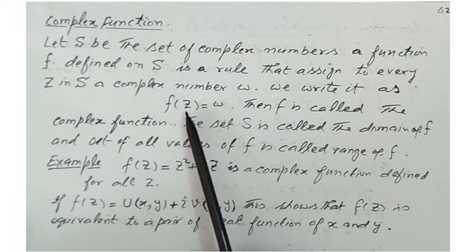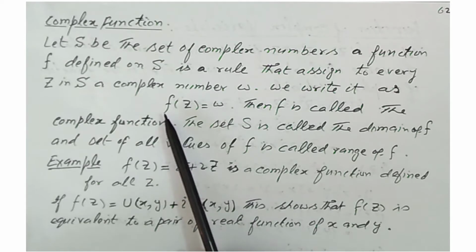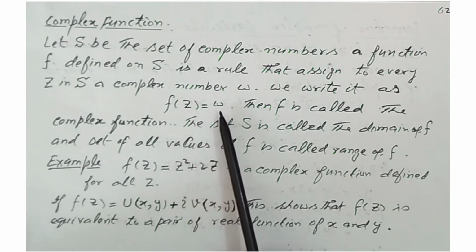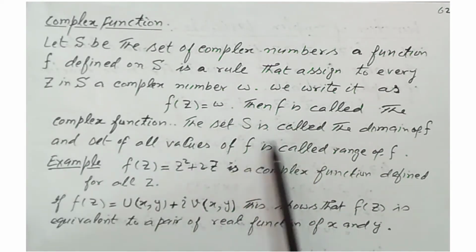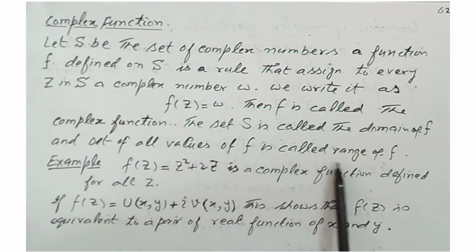Here in the domain of f there are also complex numbers. In the range of f there are also complex numbers. So this rule assigns to every complex number in set S a complex number omega. Then f is called the complex function. The set S is called the domain of f and the set of all values of f is called the range of f.